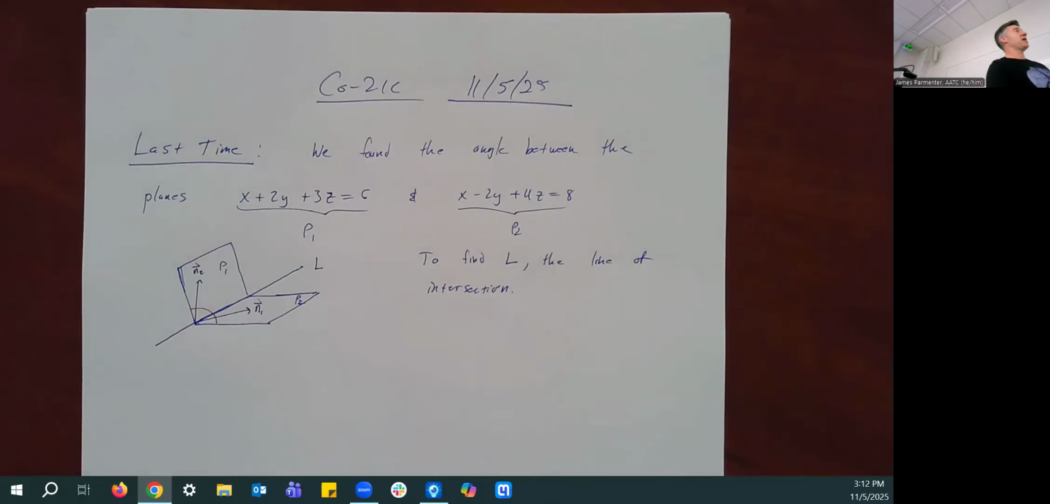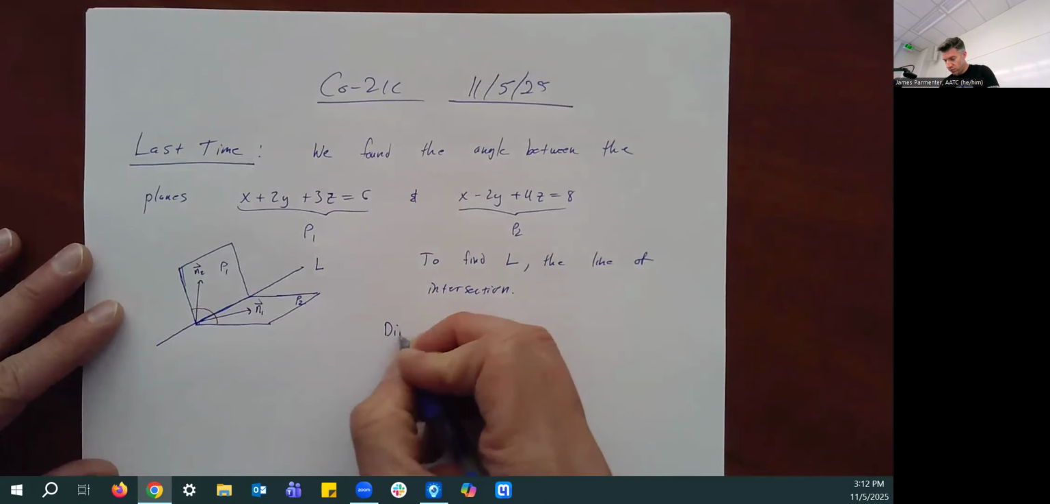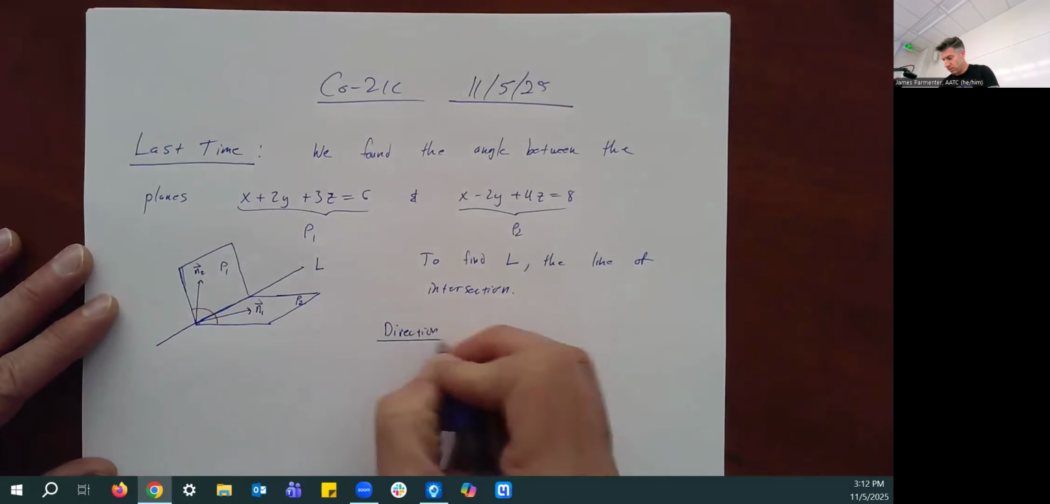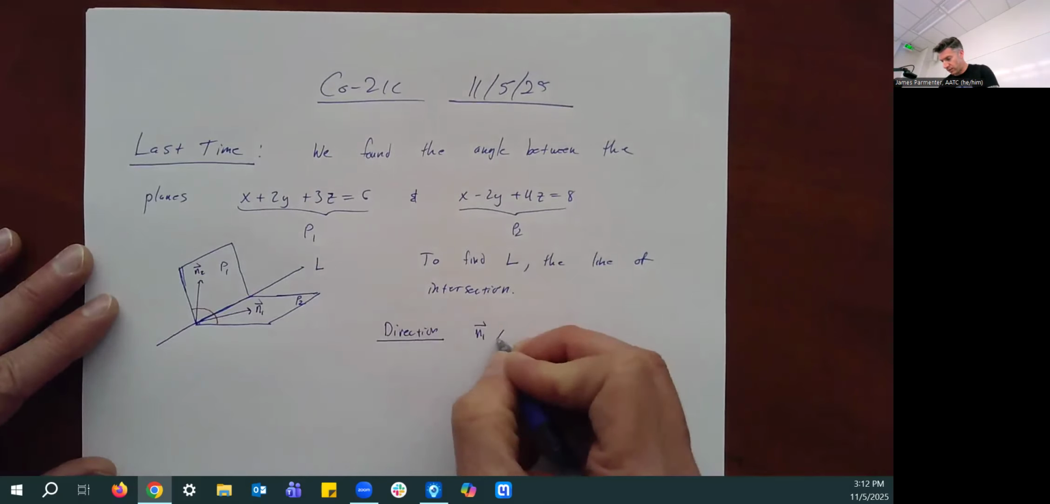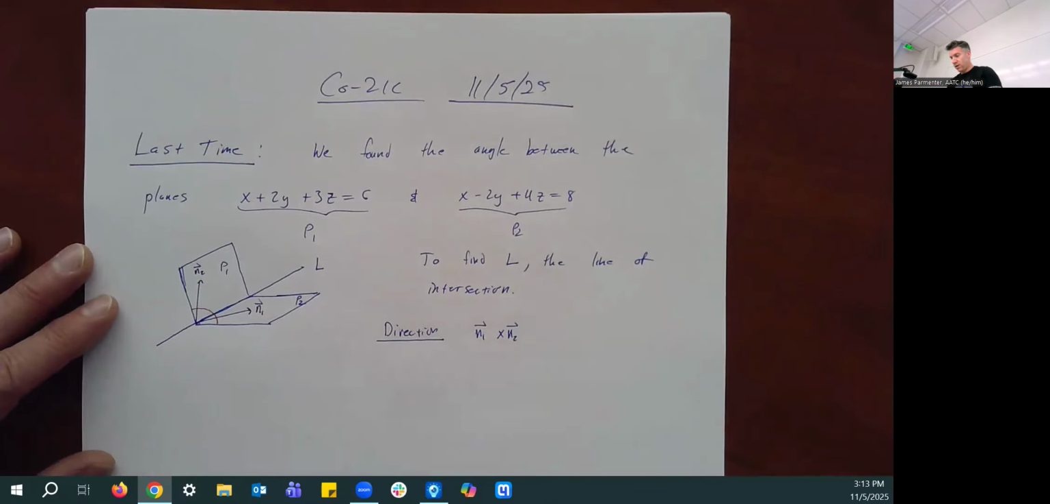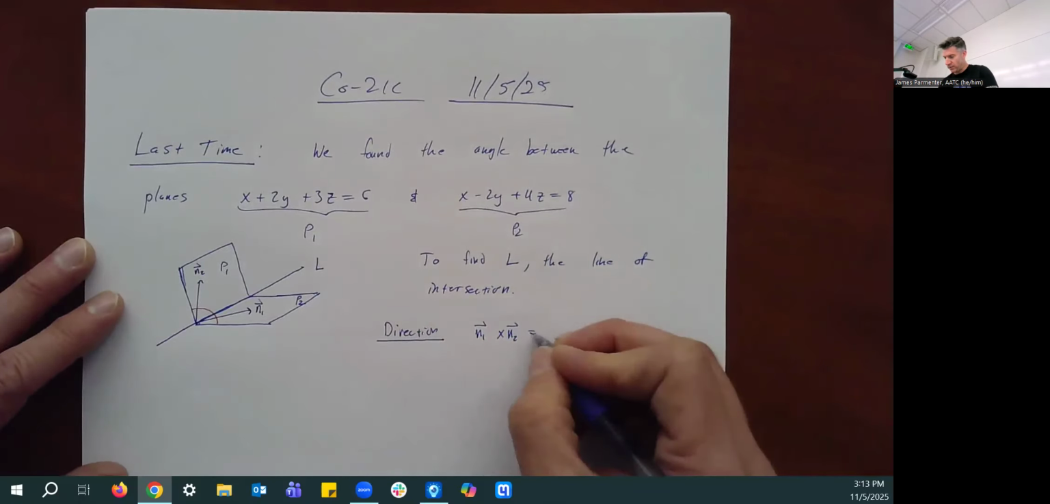All we're going to do is take the cross product of n1 and n2. Because if you cross those two vectors, it's going to point in the direction that's perpendicular to both of them, and both those normal vectors are perpendicular to the line that's contained in the planes that the vectors are normal to. So to find the direction, we're just going to calculate n1 crossed with n2.